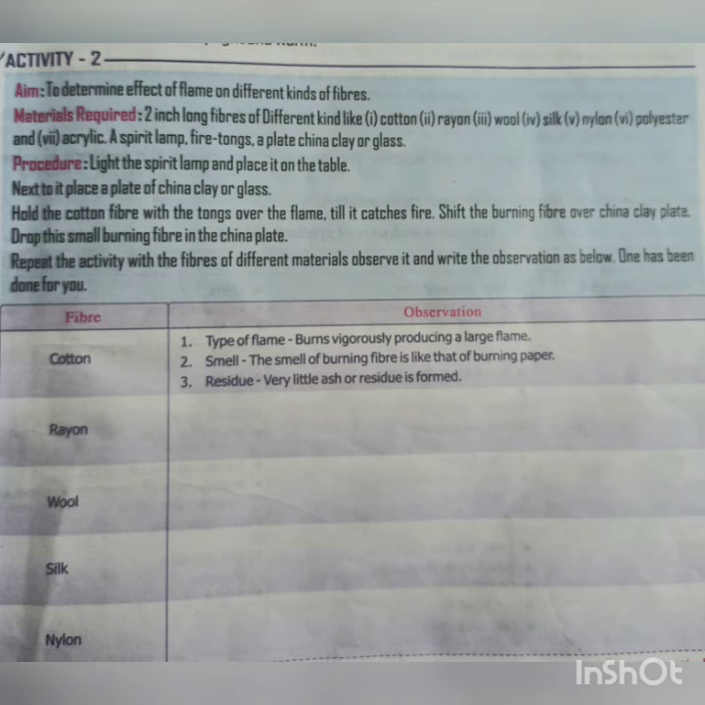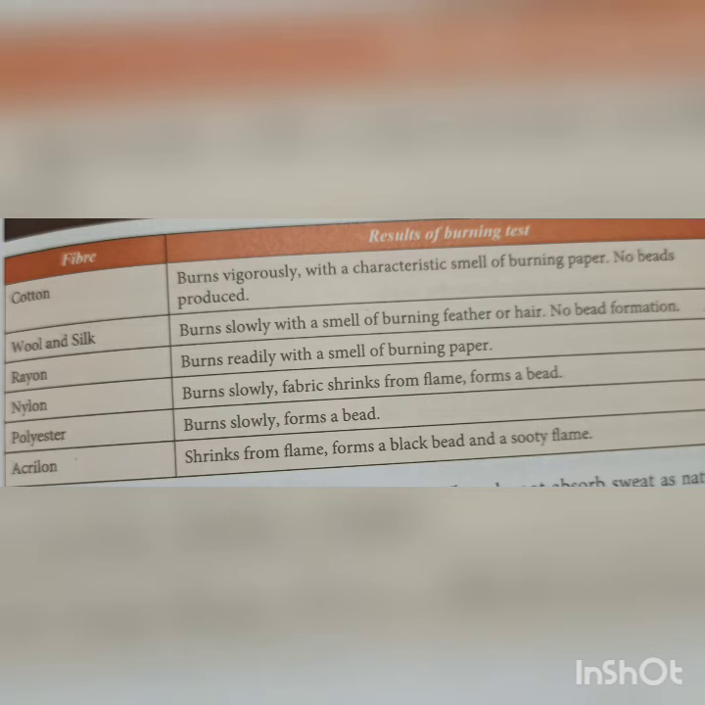Cotton. Type of flame: burns vigorously, producing a large flame. Smell: the smell of burning fiber is like that of burning paper. Residue: very little ash or residue is formed. When we do this test for all the fibers, we get the following results. When you burn wool and silk, it burns slowly with the smell of burning feather or hair. No bead formation. When you burn rayon, it burns readily with the smell of burning paper.